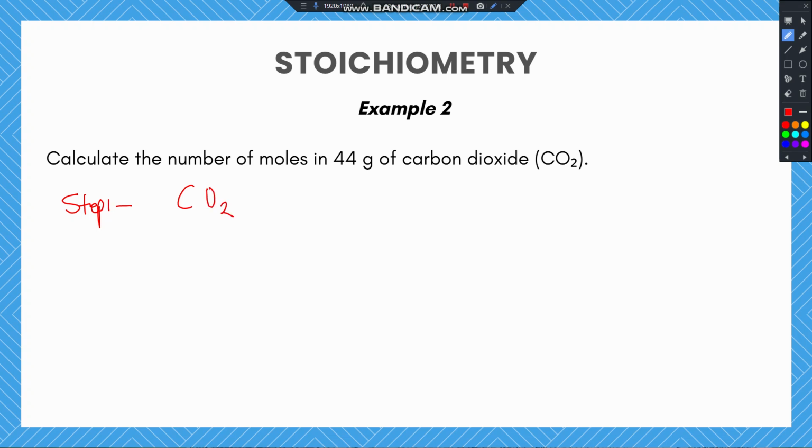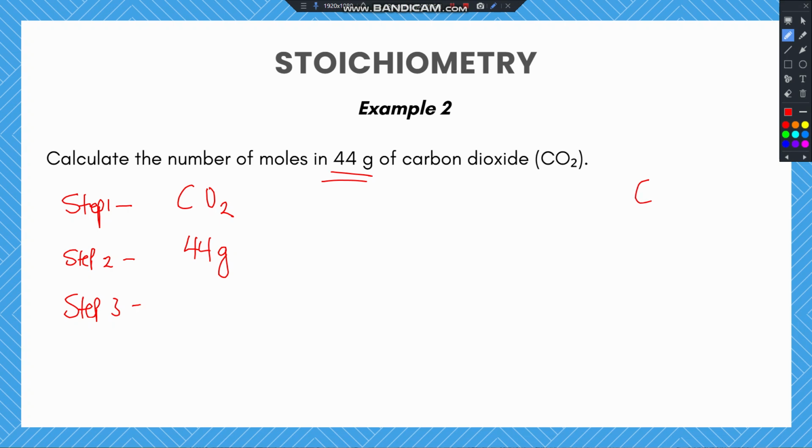Step number 2, identify what's given. What is given? We have the mass of carbon dioxide, which is 44 grams. Step number 3 would be to calculate the molecular mass of carbon dioxide. How do we do that?